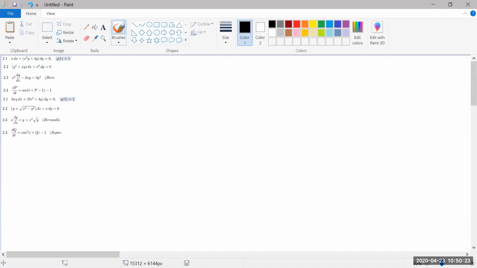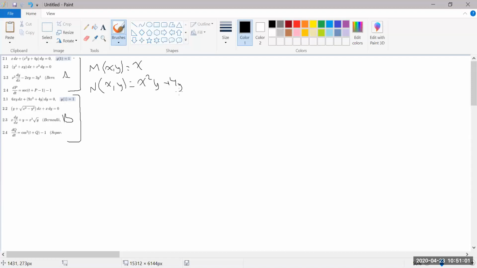Okay, so starting with 2.1a, let me go ahead and, so all from A, so all from B. Okay, so with 2.1a, let's go ahead and identify our m and our n. So our m of xy here is just our x, because remember your m goes with your dx, and then our m of xy is that whole phrase, x squared y plus 4y.